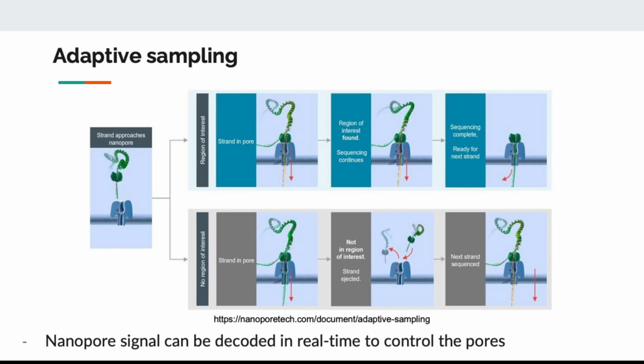It can send a signal to the pore to, instead of pulling the DNA further, reject the DNA. So you get an adaptive sequencing process where you can reject DNA that you don't want, and you can continue to sequence DNA that you want. So this is a feature of nanopore technology. Because you can monitor the DNA sequence in real time, you can tell the pore to continue sequencing, or you can tell the pore to reject that molecule. Sorry.